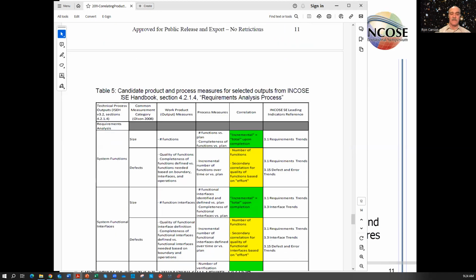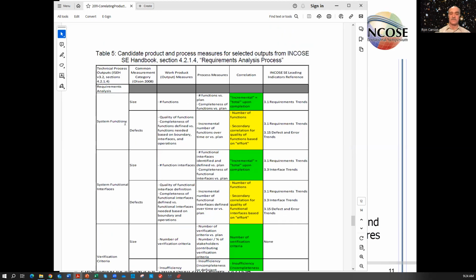Then we get into things like system functions and functional interfaces. And my assessment is the correlation is not going to be so strong, and so you would have difficulty establishing a process measure that would reliably predict the work product output measure result. So whenever there's a yellow box, that suggests you probably want to focus on establishing clear work product measures until you have a very clear process that allows you to correlate process measures versus work product output, and it may be that that's just too difficult.